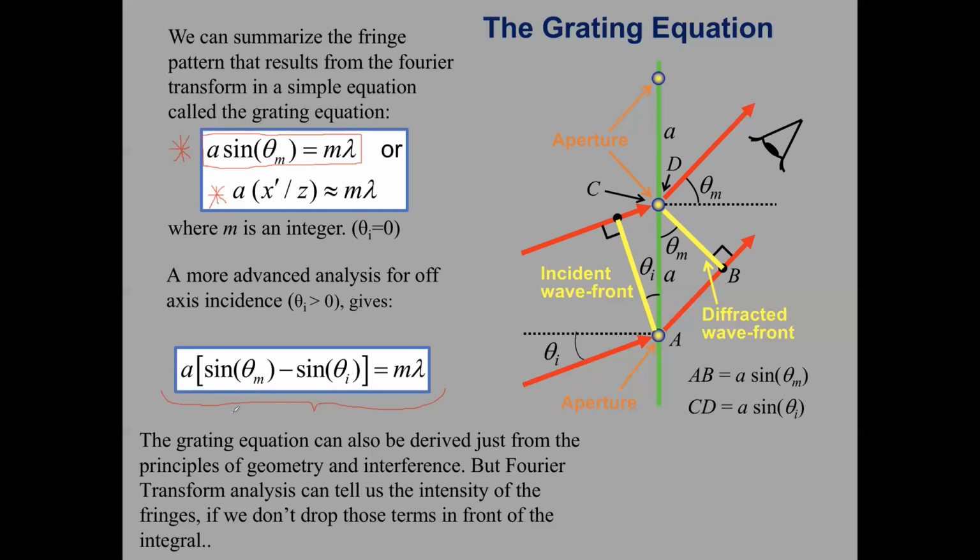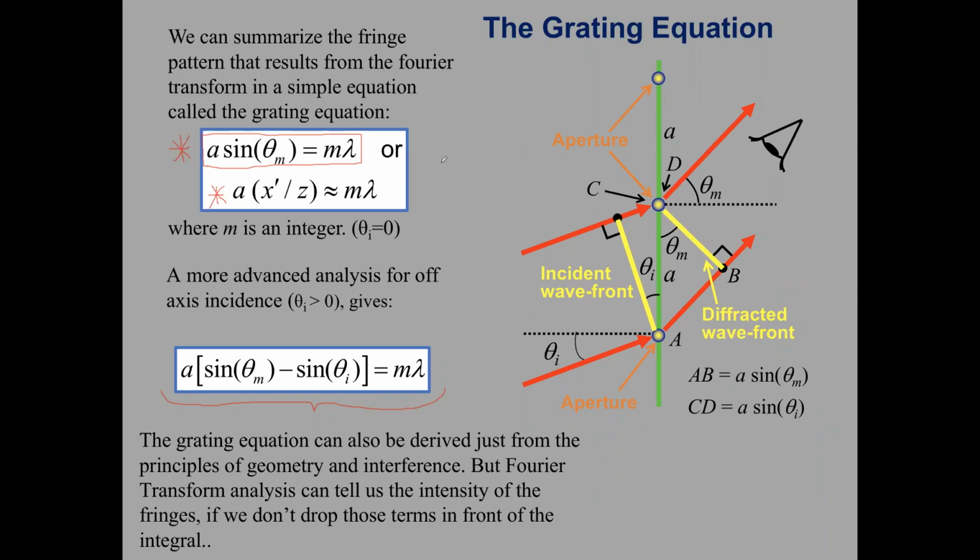The other benefit of the Fourier transform analysis is that if we didn't drop all those other terms in front of the integral, the Fourier transform could, at least in theory, tell us the intensity of all the bright fringes. Though often that's less useful, it is one thing that is theoretically possible with the Fourier transform approach. Most of your homework for this section is going to involve using the grating equation. That's the new theory for today, and I'm going to talk about some applications now that will come up as you look at your problems for this section.